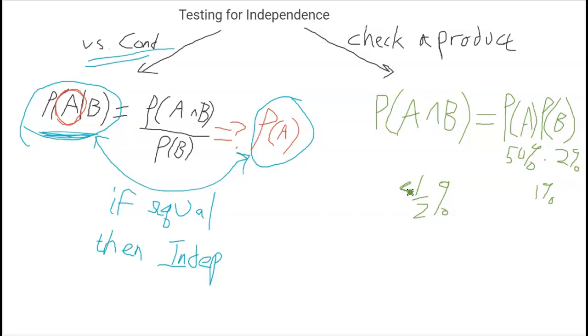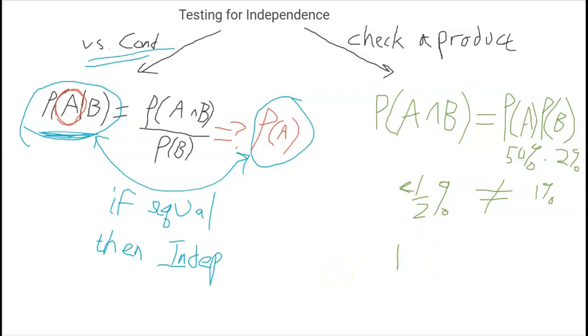Sorry about that. Less than 0.5% of the population is both female and colorblind. That's the intersection. But the probability of female times the probability of colorblind is 1%. These are not equal. So colorblindness is not independent. In other words, colorblindness is dependent on gender. When the product is equal, then you know the two things are independent.